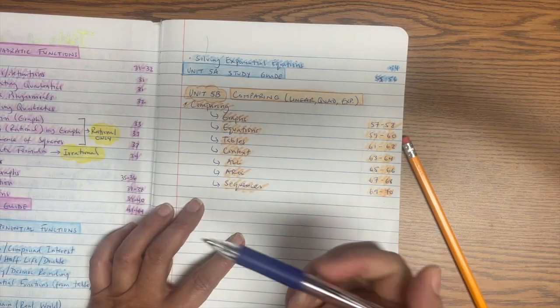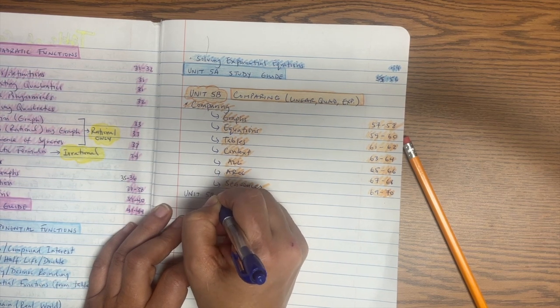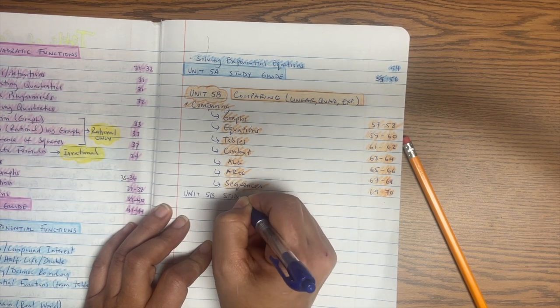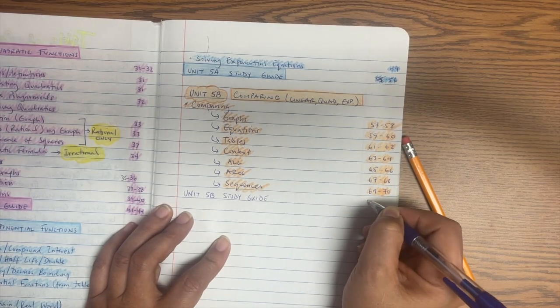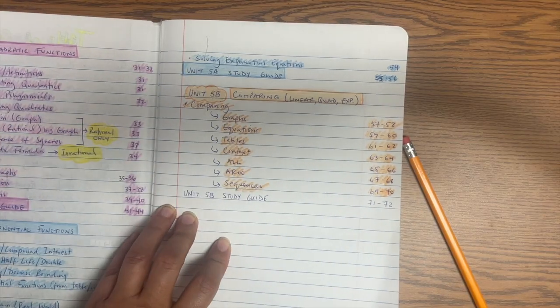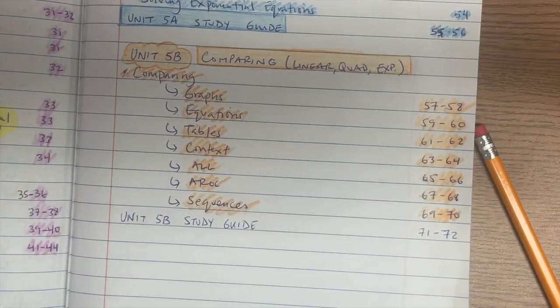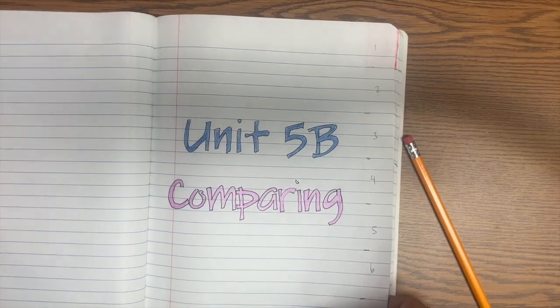So this is going to be Unit 5B Study Guide. And it's going to be page 71 to 72. Okay. All right, Unit 5B Study Guide 71 to 72. All right. So now we're going to label those tabs.